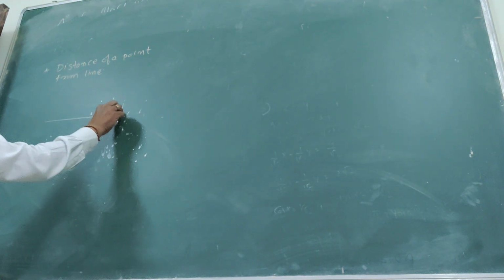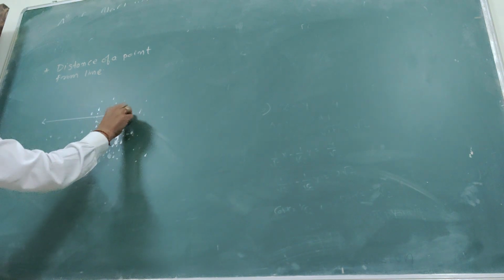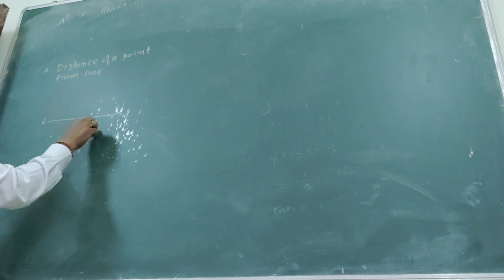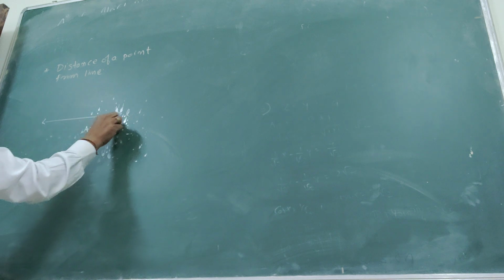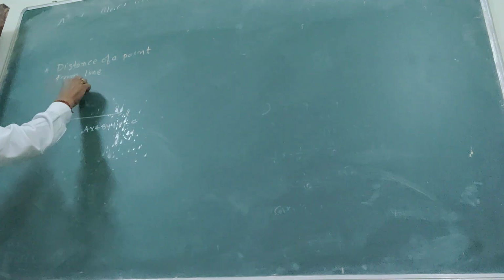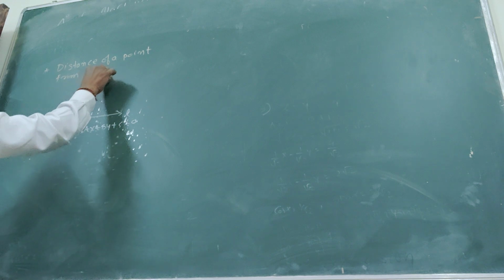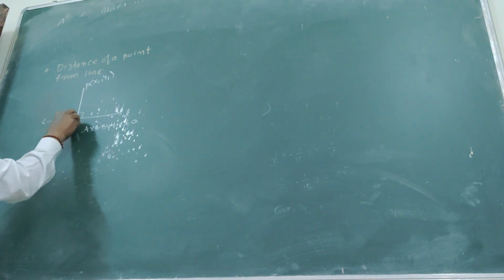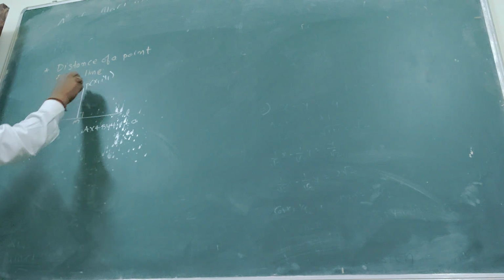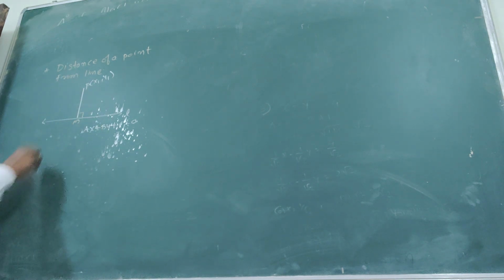Distance of a point from a line. Suppose a line L is given. The equation of the line is ax plus by plus c equals 0, and the point outside the line is P(x1, y1). We want to find the perpendicular distance of the line from the point outside it. It means that PM is the perpendicular distance.